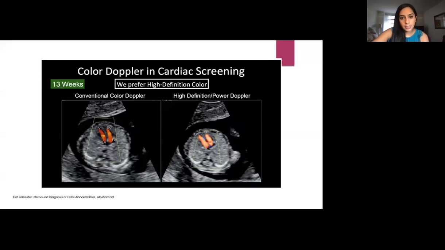So talking about high definition Doppler, this is an image of a fetus at 13 weeks. On the left is your conventional color Doppler, and on the right is the same fetus with the high definition. You can just see that your image looks much better on the right, and it's much easier to see and much clearer.